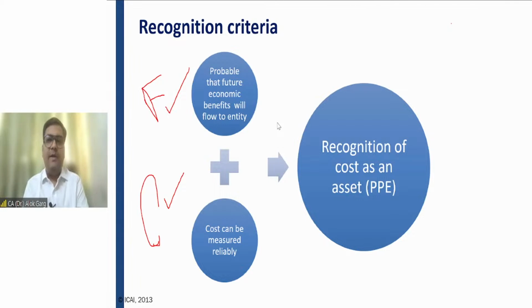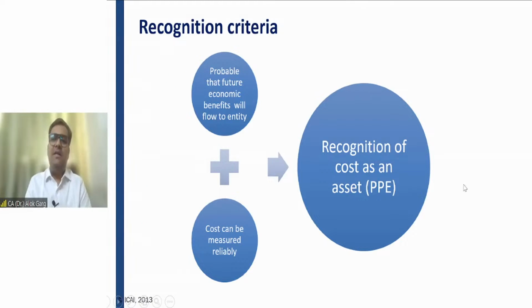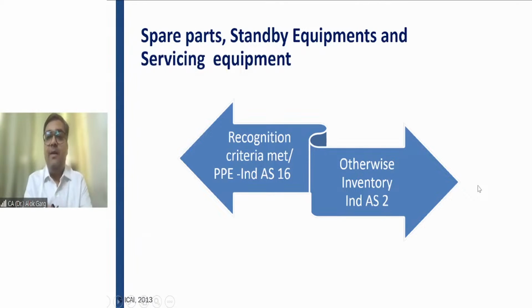I hope it is very well clear to all of you. What are the two conditions, guys? Future economic benefit is probable, and the cost can be measured reliably. So normally the cost can be measured, but you need to look at the future economic benefit. Sir, in the big factories and plants, we have seen that there are some spare parts, some standby equipment, and some servicing equipment.